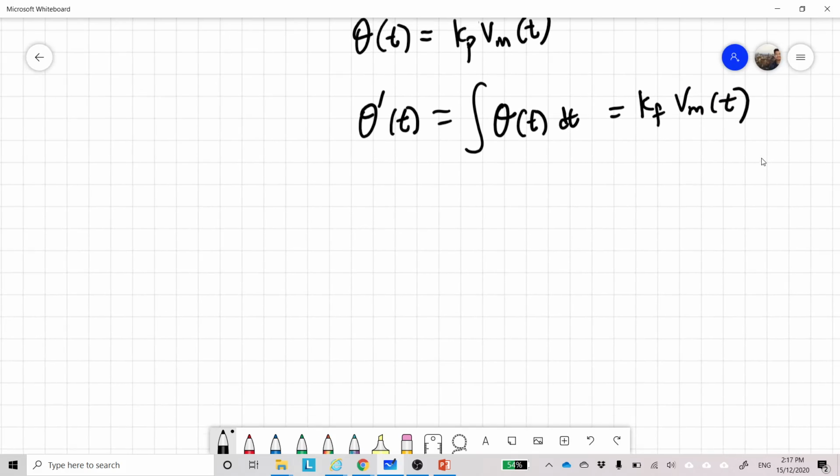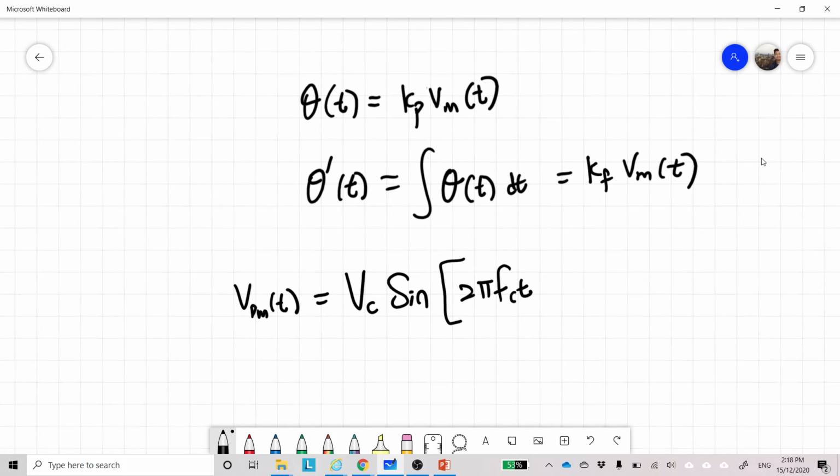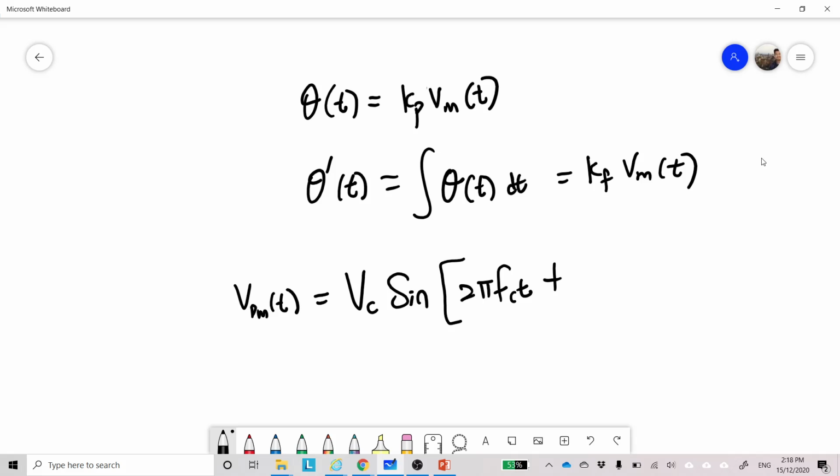So therefore kita boleh simpulkan bahawa V PM for phase modulation is equal to VC sine in bracket 2 pi FCT plus Kp Vmt.